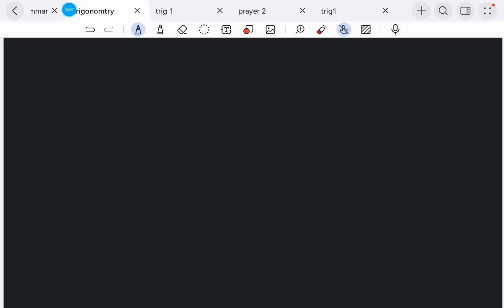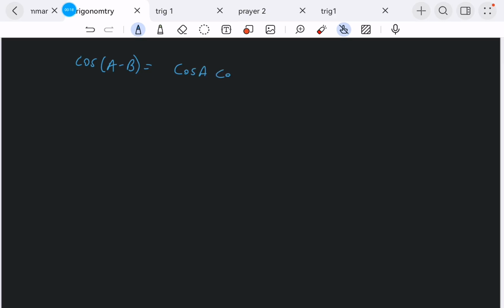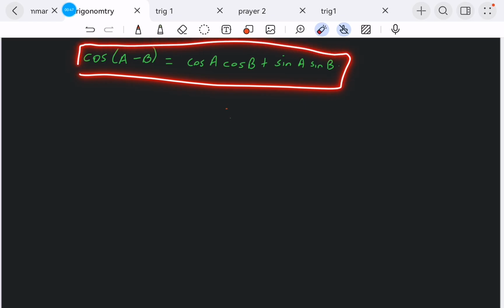In this video, we are going to be looking at the proof for cos of A minus B is equal to cos A cos B plus sin A sin B. And we shall also look at cos of A plus B is equal to cos A cos B minus sin A sin B. And so quickly, let us begin by proving this, okay?